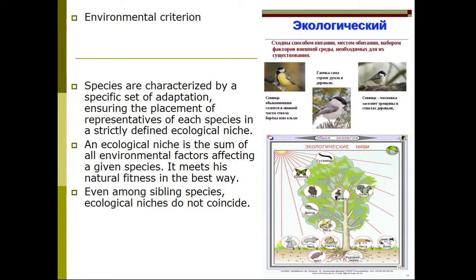Environmental criterion. Species are characterized by a specific set of adaptations, ensuring the placement of representatives of each species in a strictly defined ecological niche. An ecological niche is the sum of all environmental factors affecting a given species. It meets its natural fitness in the best way. Even among sibling species, ecological niches do not coincide.